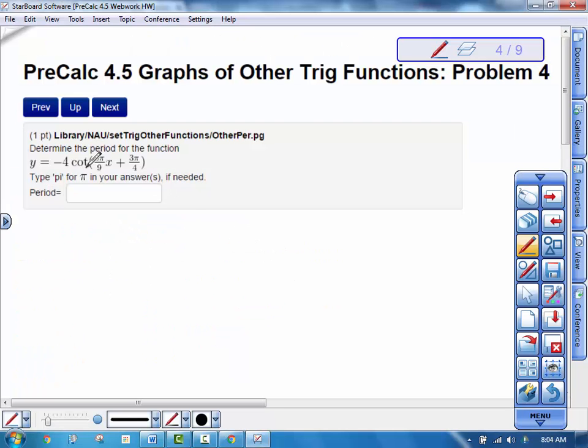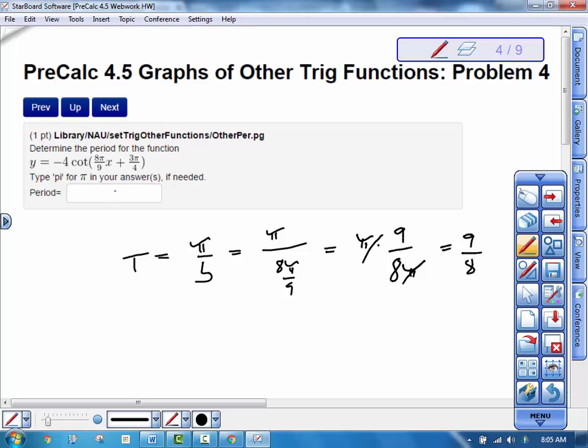Okay, the cotangent is just the reciprocal of tangent, and it ends up having the same period then. So we know the period of cotangent is the same as tangent, which is pi over b. In this case, it's pi over b, and b is 8 pi over 9. Instead of dividing by a fraction, I'm going to multiply by the reciprocal, so I'm going to multiply by 9 over 8 pi. The pi's cancel, and I get 9 over 8 for my period.